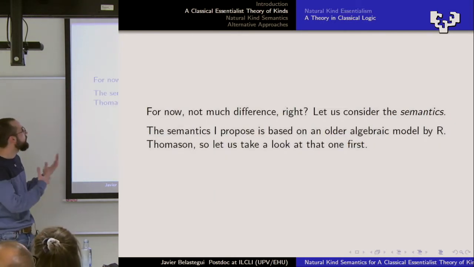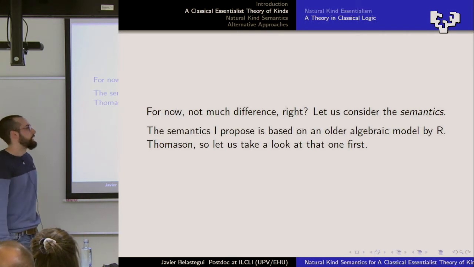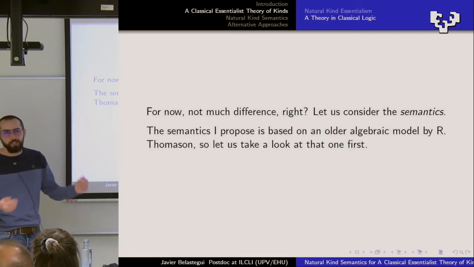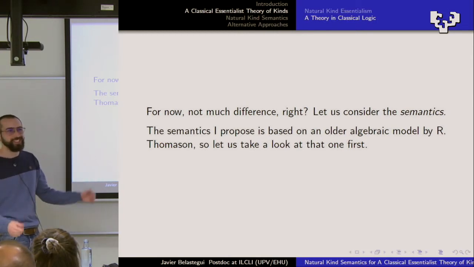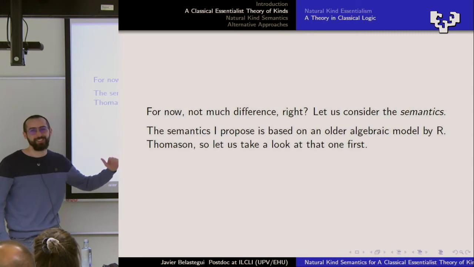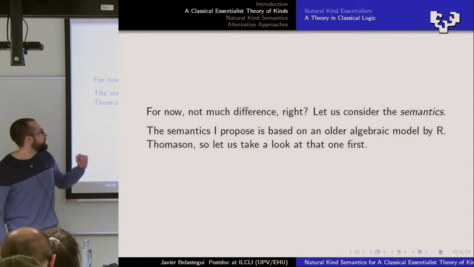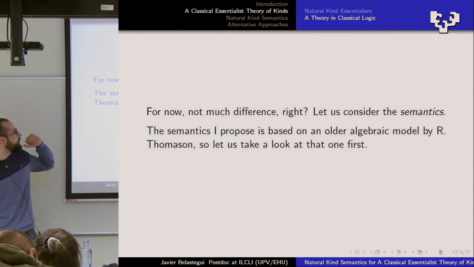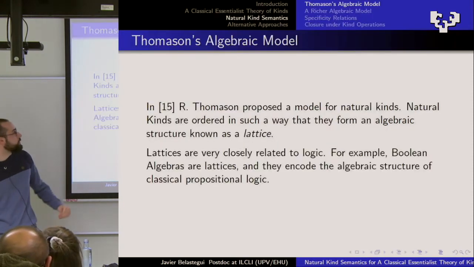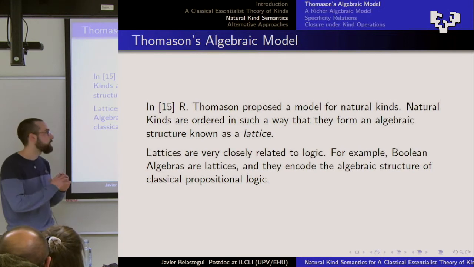Okay, so that was the theory. Now you could think, well, okay, this looks like classical logic with some stuff. What are you talking about? Because I want you to focus on the semantics. That's the thing. The semantics I propose is based on a model suggested first by Richmond Thomason. So let's get into that now.